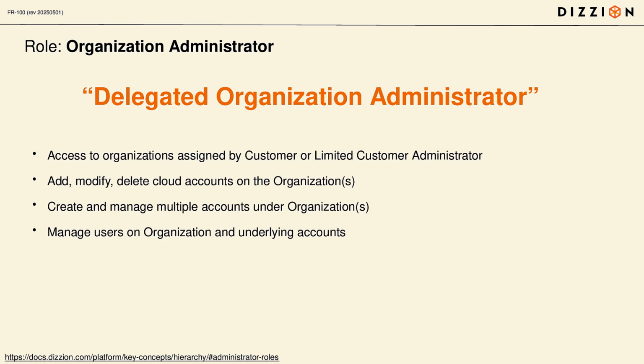Organization administrator is a role that is limited to the scope of the organization in which they are assigned. When granted this role, the administrator has permissions to access the organization level, add, modify, and delete cloud accounts that will be available to only this organization, create and manage multiple accounts or desktop pools under this organization, and assign and manage users to this organization or underlying accounts.